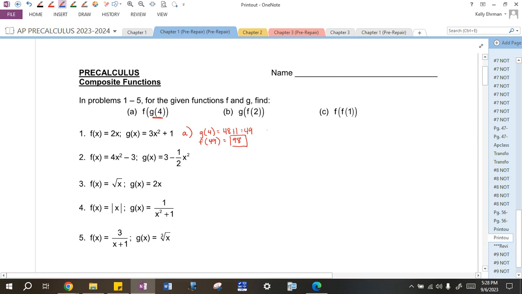For part B, g of f of 2. So start with f of 2. F of 2 is equal to 2 times 2, 4. And then the outer function is g, so now find g of 4. 3 times 16 plus 1 is 49.